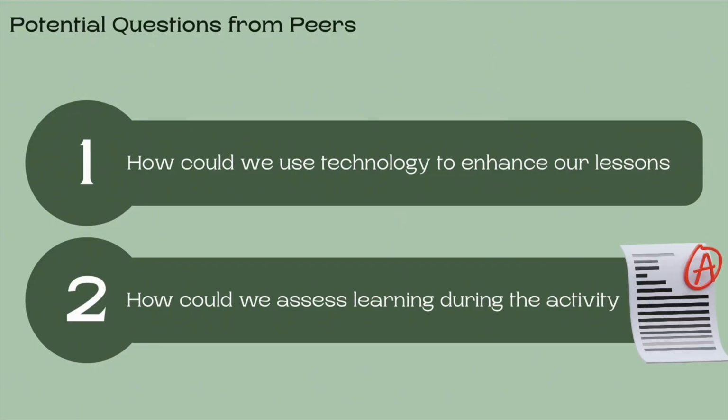Another question could be, how could we assess learning during this activity? I believe we could do this formatively by observing their group collaboration and asking them questions to encourage their critical thinking and reflection, as Dewey believed that learning is an ongoing part of a progressive education.